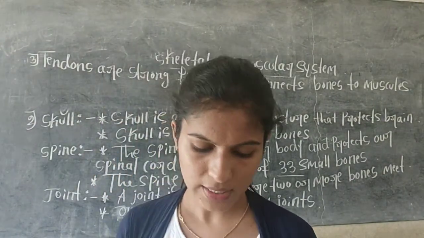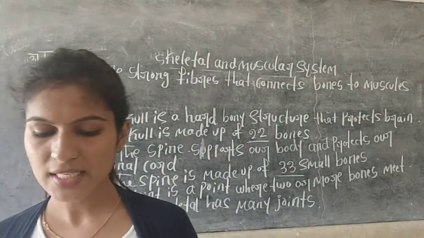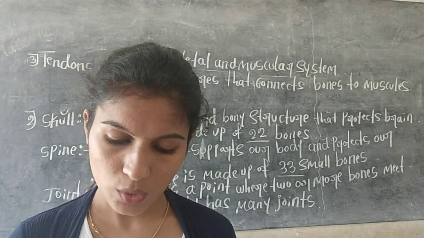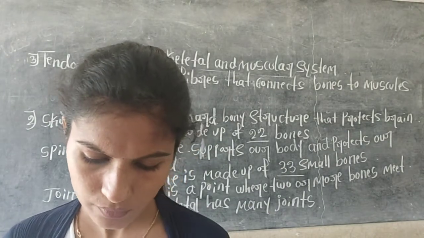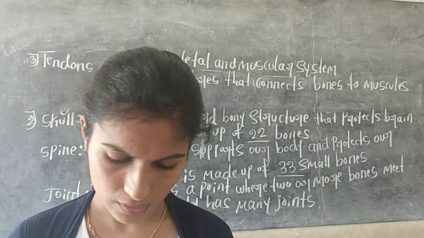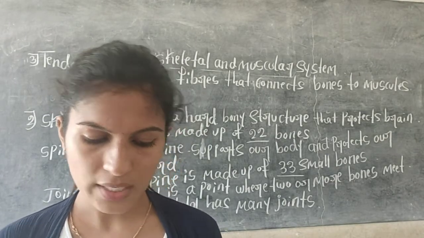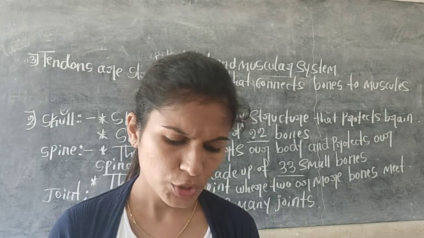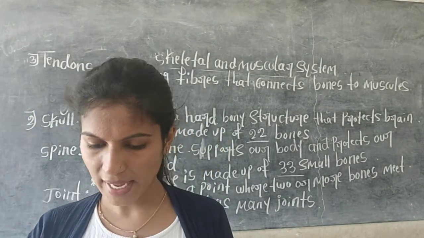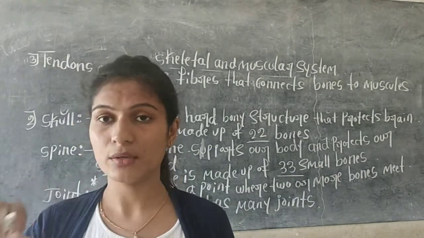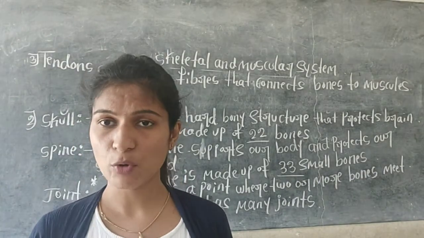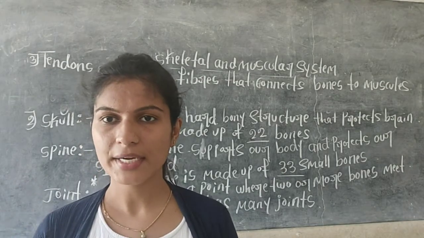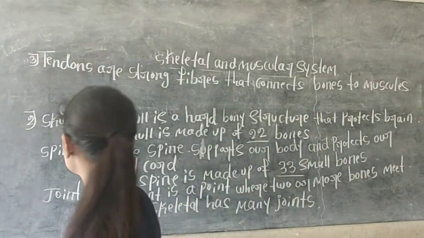Next, the fourth question: which type of joint makes the movement of the head possible? That is called a pivot joint. This joint makes our head movement. The pivot joint is the reason we can move our head properly. Write it down, that is the fourth one.